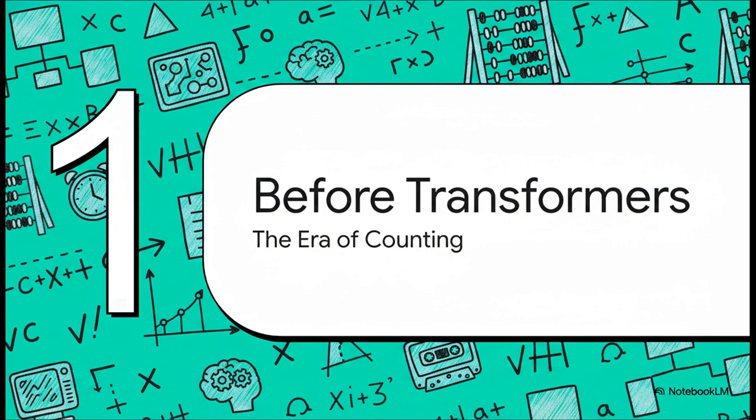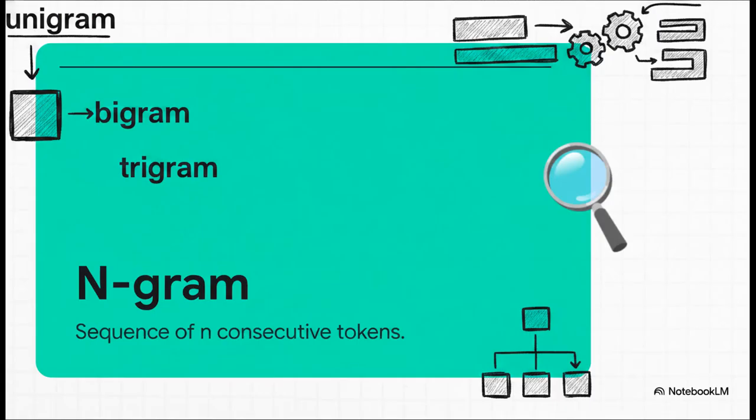All right, kicking things off with part one, before the Transformers, the era of counting. Let's rewind the clock to the 1980s. Deep learning, at least as we know it today, just didn't exist yet, and language modeling relied completely on simple, brilliant math. But to really grasp this era, we've got to establish our baseline terminology.